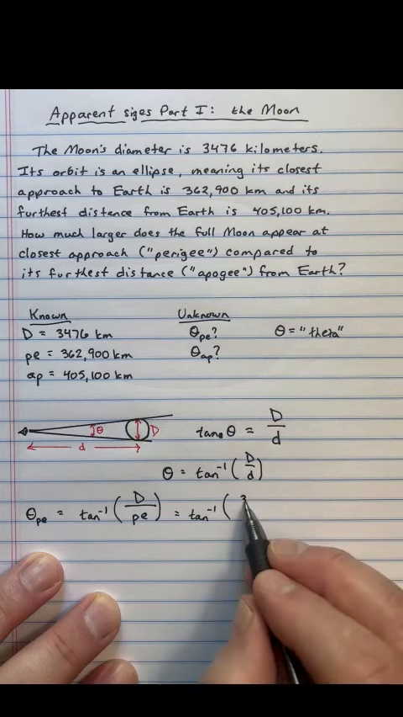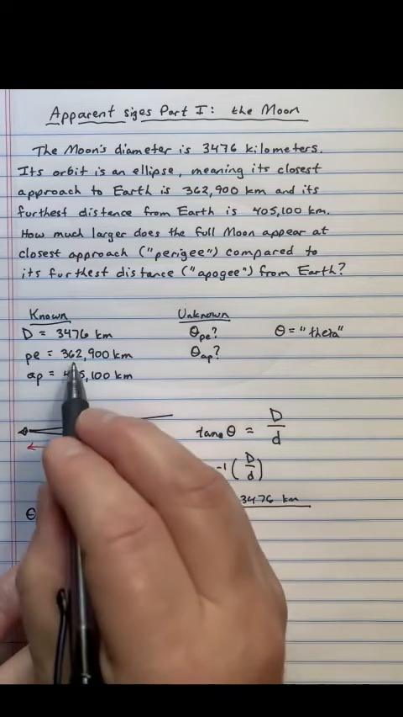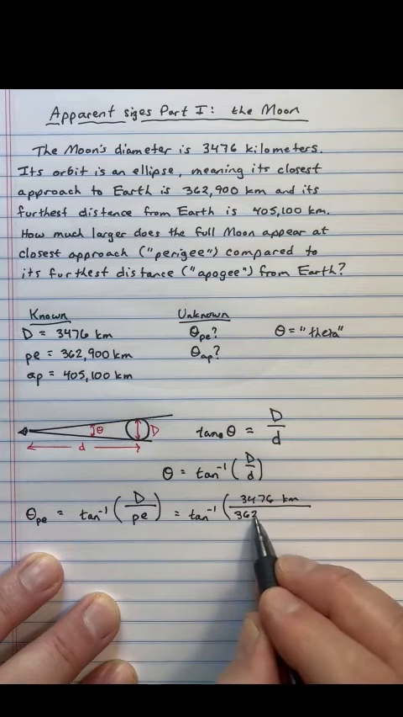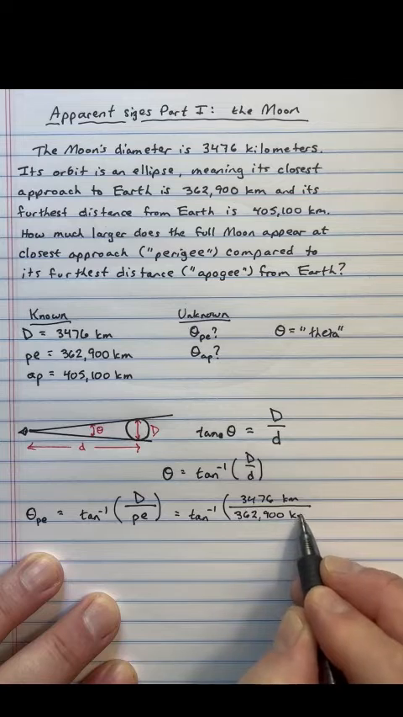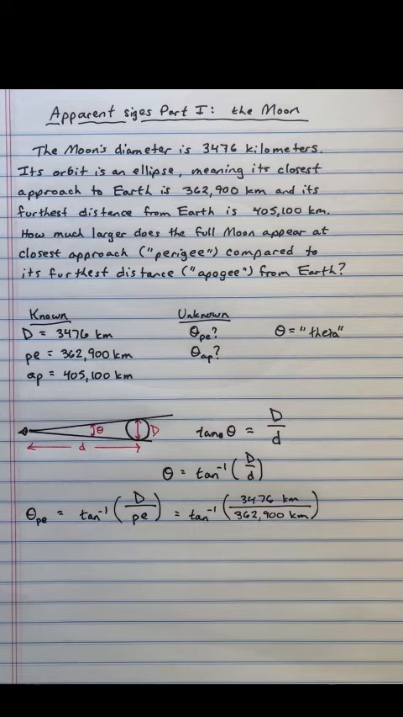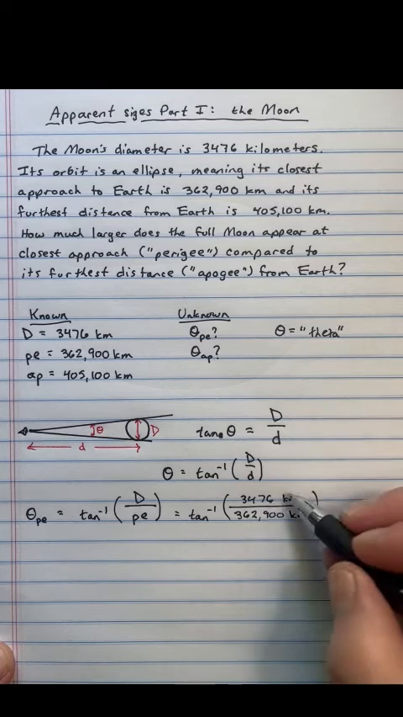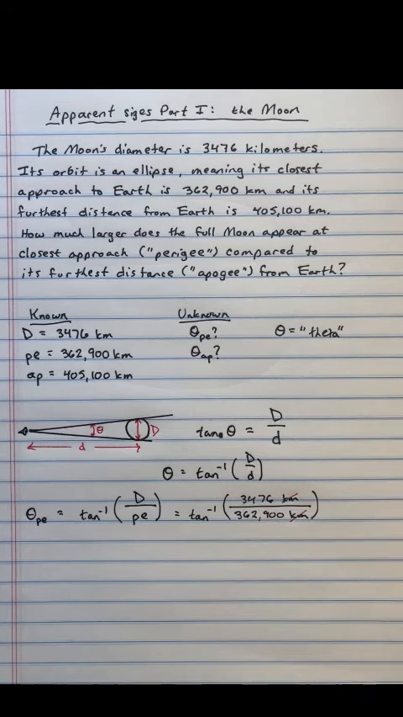All right, so let's do an inverse tangent of this ratio of numbers. So capital D, 3476 kilometers, like that. PE is this number, 362,900 kilometers. So divide this number by that number, okay? Now, one thing also to note, the units are kilometers, both top and bottom, and kilometers divided by kilometers cancels out. Or if you prefer, kilometers divided by kilometers is 1, and 1 multiplied by anything doesn't change your answer, so it goes away.